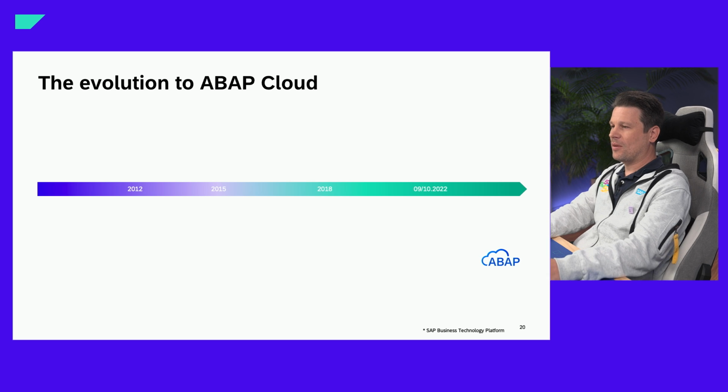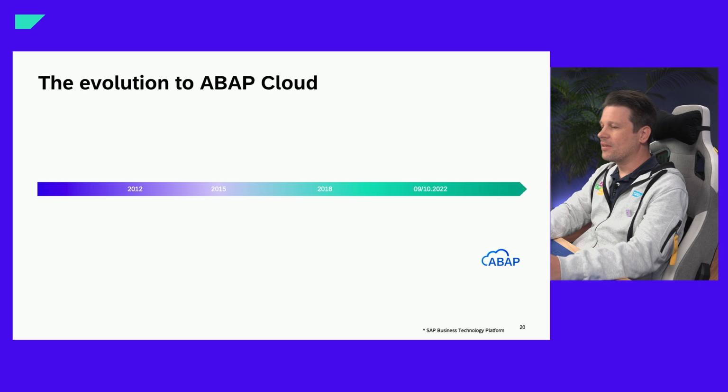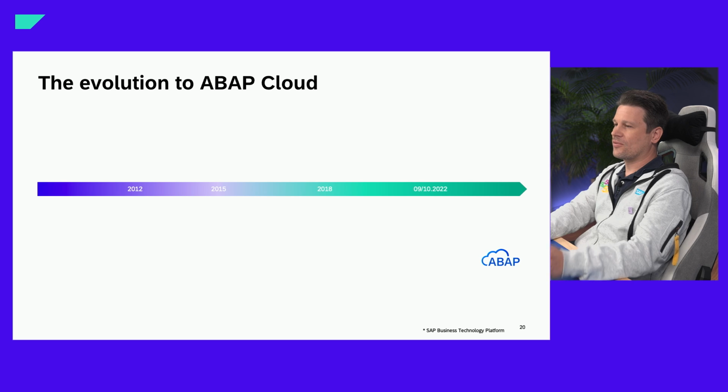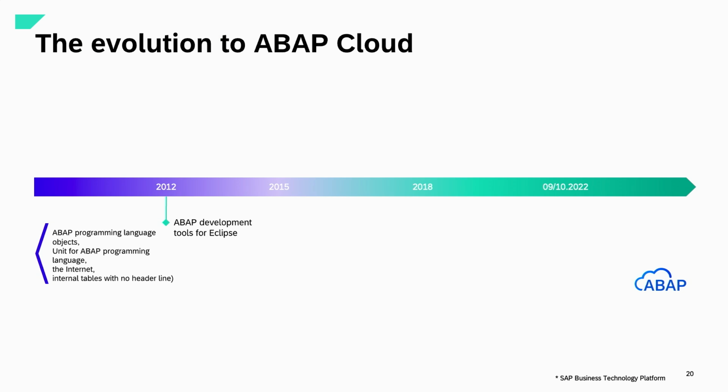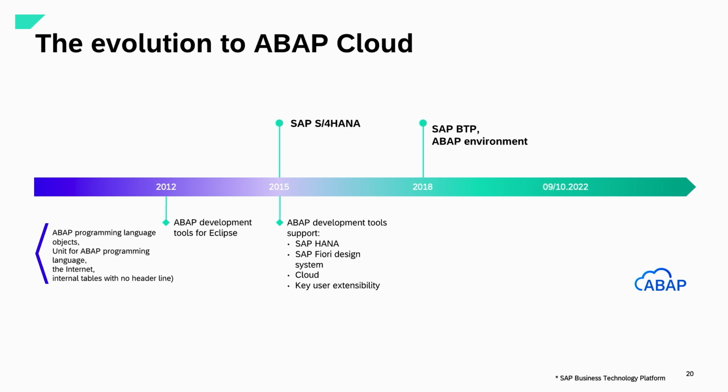So, evolution of ABAP Cloud. ABAP Cloud was not SAC, we invented it and that's it. So it comes from a long timeline, and we started, of course, with the ABAP development tools in Eclipse. Beforehand, there were innovations like the internet, for example, or internal tables with no header lines, which also brought us to the place where we are now with ABAP Cloud. We have the product SAP S4HANA launched in 2015, which was a major milestone where we adopted to support SAP HANA, the Fiori design, and introduced the key user extensibility.